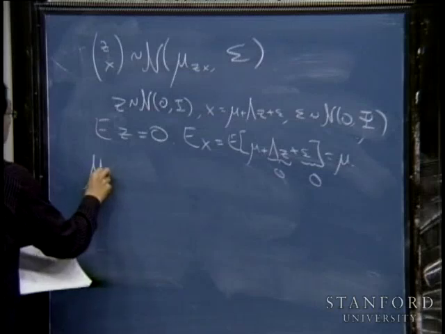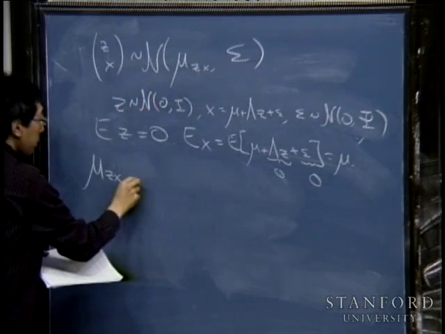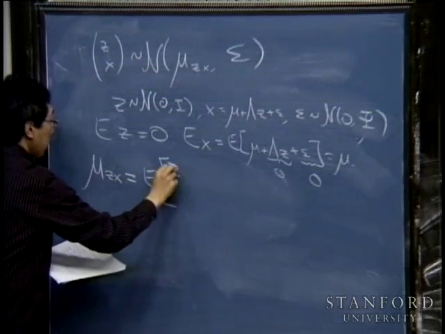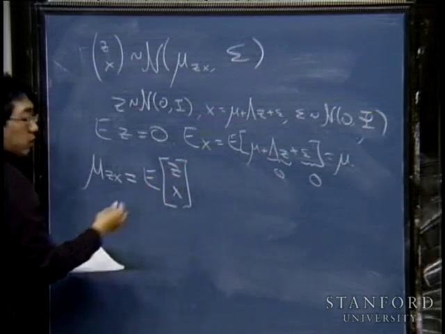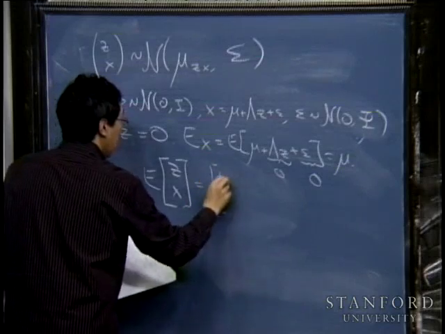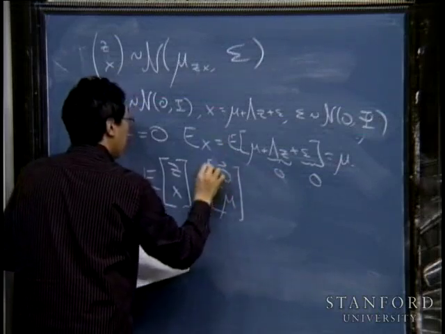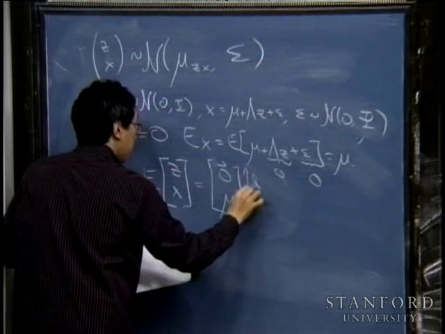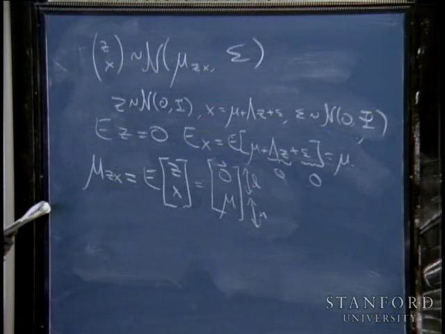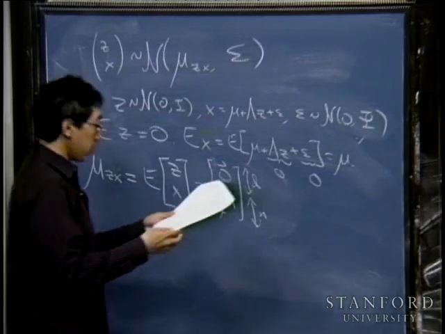And so that vector mu zx, my parameter for the Gaussian, is the expected value of this partitioned vector made of z and x. That would just be 0 followed by mu. That's a d-dimensional 0 followed by an n-dimensional mu. Now let's work out what the covariance matrix sigma is.